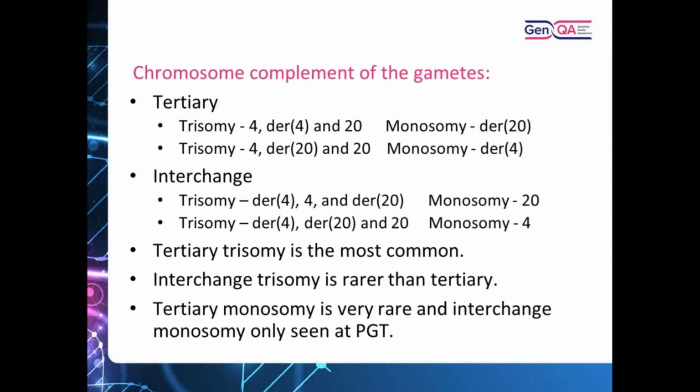So in our example, for the tertiary trisomy the complement of the gametes would be the 4, the der 4, and the 20, and the monosomy would be the der 20. And as you can see from that, for the interchange, it's the other chromosomes. Tertiary trisomy is the most common of these. Interchange trisomy is rarer than the tertiary trisomy. Tertiary monosomy is extremely rare, and interchange monosomy has only ever been seen at PGT. So the majority of times these will not actually be seen in the lab, but depending on the shape of the packeting cross, they may well be.